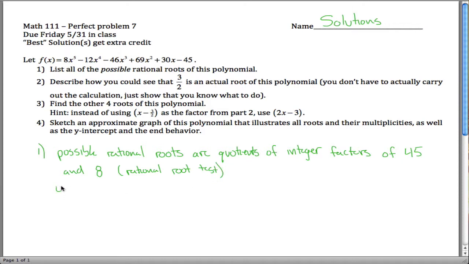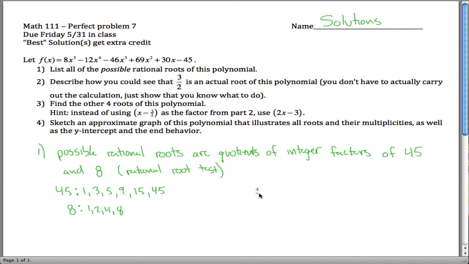So what I'm saying is if we take 45, its integer factors are 1, 3, 5, 9, 15, and 45. Those are the positive integer factors. And 8, possible integer factors are 1, 2, 4, and 8. So we want factors of 45 divided by factors of 8. In other words, we want plus or minus this whole list.